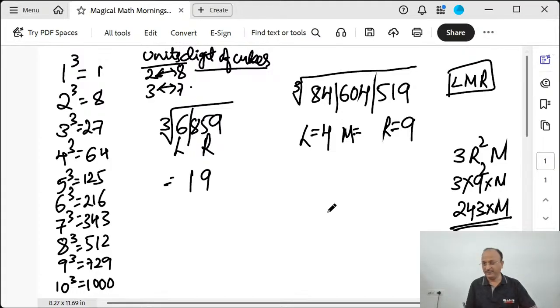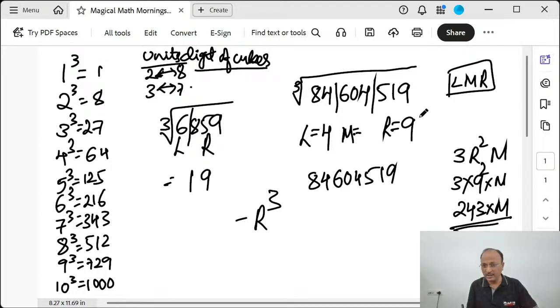This value you keep it. Now what we do for this number 84604,519, subtract r cube minus r cube. What is r? 9. 9 cube is what? 729. Okay. 0, 9, 7 is 7, 3, the rest is same.